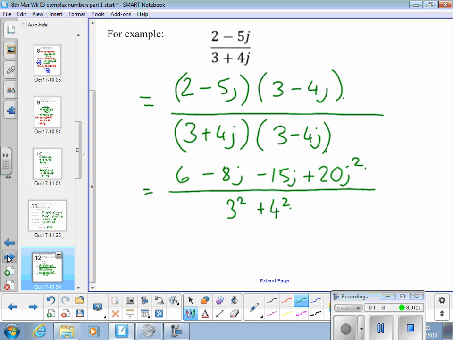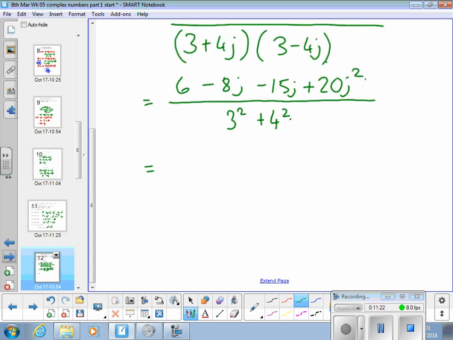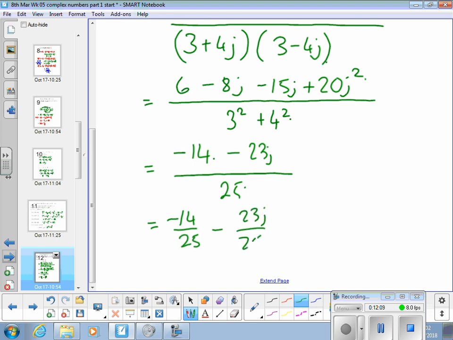They're on the ball. Okay, bringing like terms together, we know that constant on the end becomes what? Because of the j squared? Negative 20. So a 6 minus 20 is minus 14, and minus 8 minus 15 is minus 23j on the top, all divided by 3 squared is 9, 4 squared is 16, so that's 25. So what it is equal to is minus 14 over 25 minus 23j over 25, and you can turn them into decimal numbers if you so wish to do so.